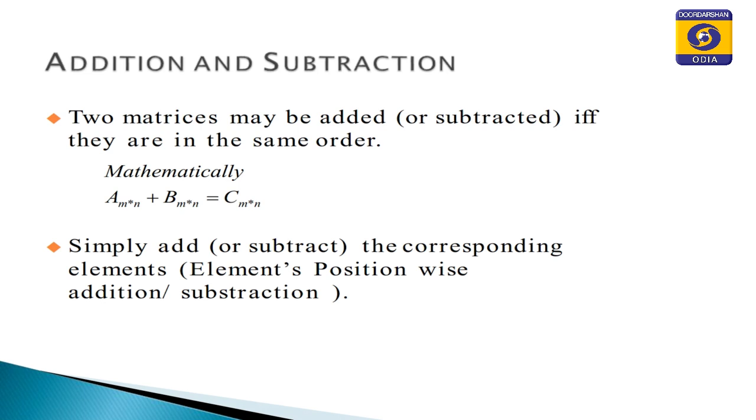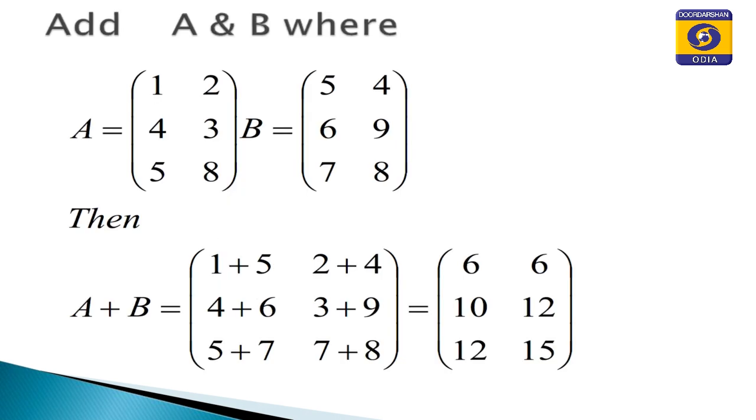Here is an example. Suppose A is a 3 cross 2 matrix and B is a 3 cross 2 matrix. Hence, the addition can be performed. That means addition is possible. A plus B is the addition of the corresponding elements: 1 plus 5, 2 plus 4, 4 plus 6, 3 plus 9, 5 plus 7, 7 plus 8, that becomes 6, 6, 10, 12, 12 and 15.